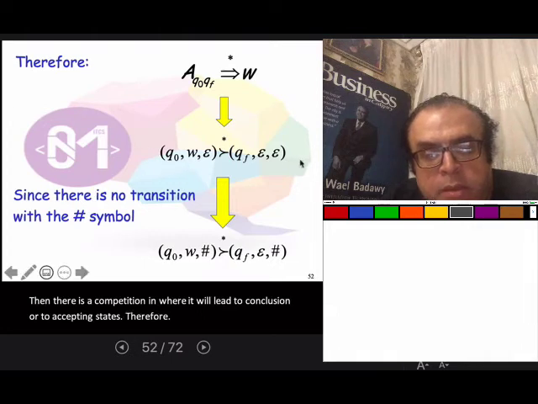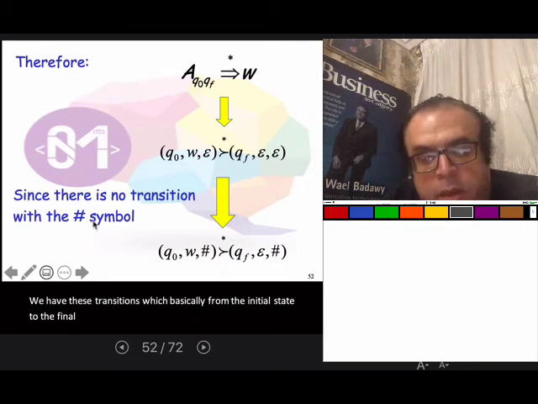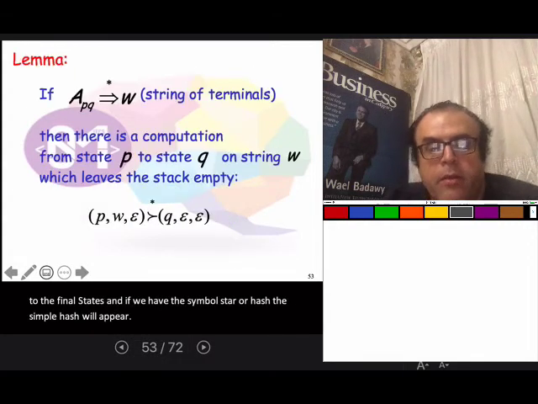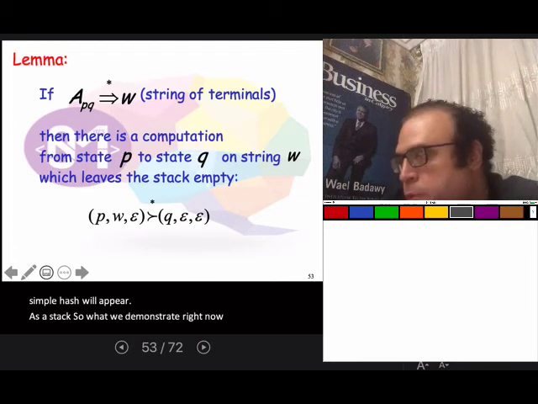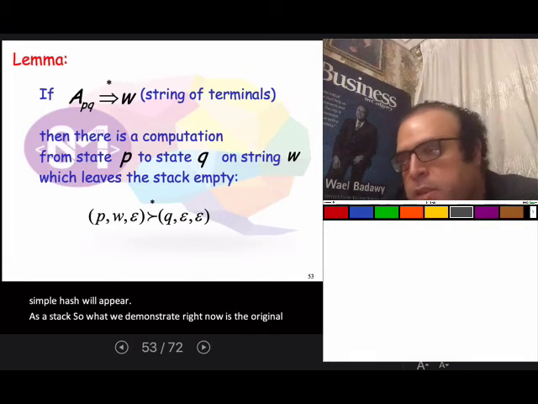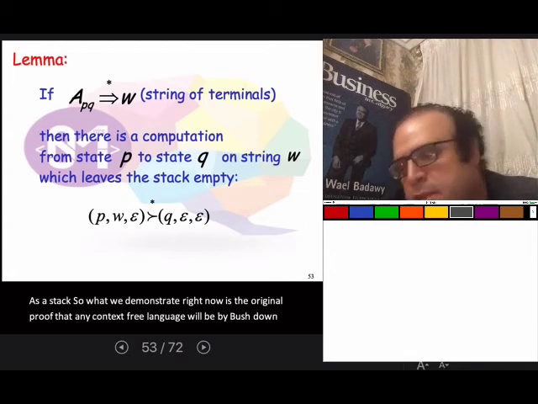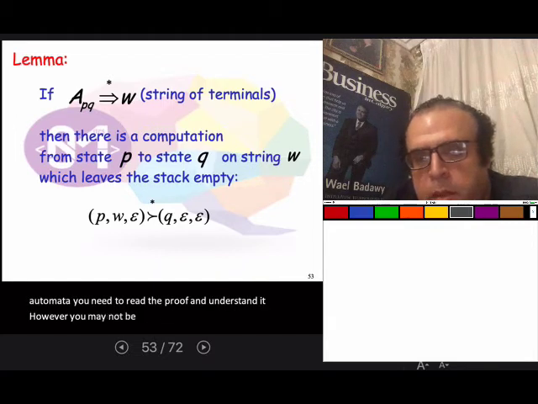we have these transitions, which go from the initial state to the final states, and if we have the symbol star or hash, the symbol hash will appear at the stack. So what we demonstrate right now is the original proof that any context-free language can be accepted by push-down automata. You need to read the proof and understand it. However, you may not be required to be writing the proof.